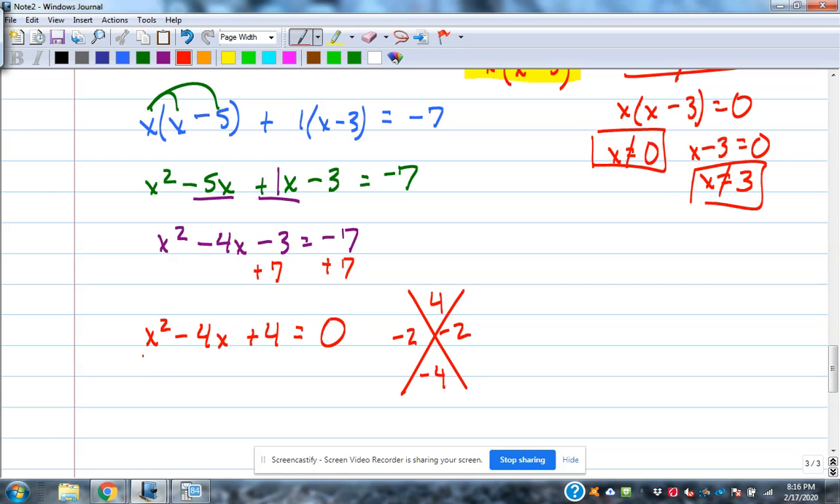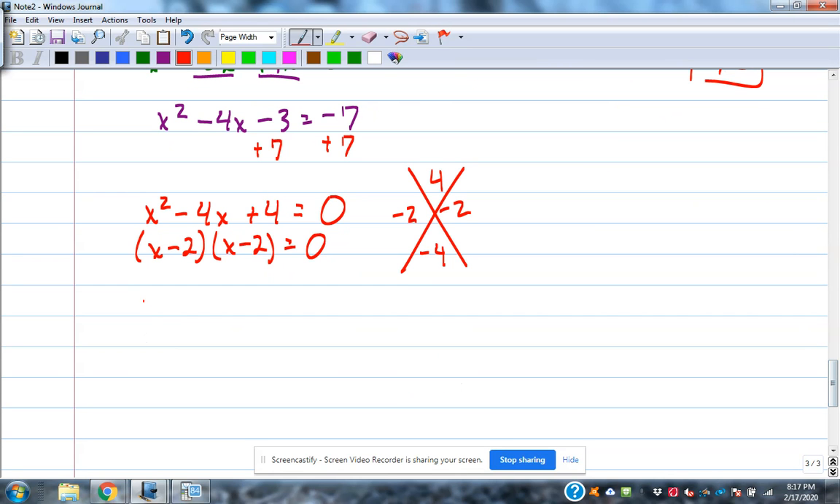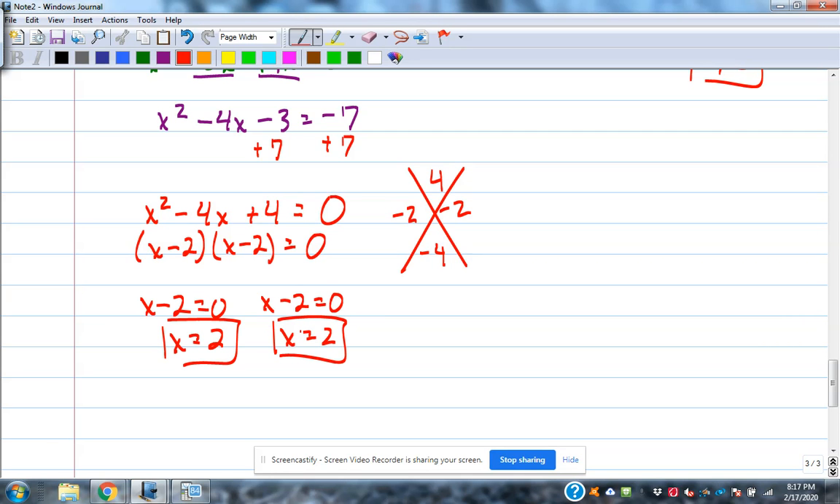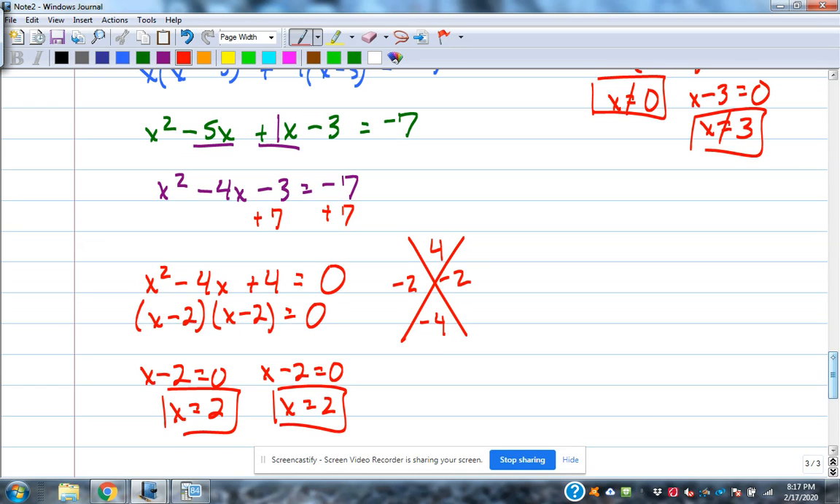So I can take my shortcut with my factors. X minus 2, x minus 2. I'm going to end up with the same answer twice. X minus 2 equals 0, x minus 2 equals 0. Both of them give me x equals 2. I check to make sure that does not match one of my restricted values, and it doesn't. My restricted values are 0 and 3. 2 is not a 0 and not a 3, so I'm going to keep both of those answers, and those are my solutions for this particular rational equation.